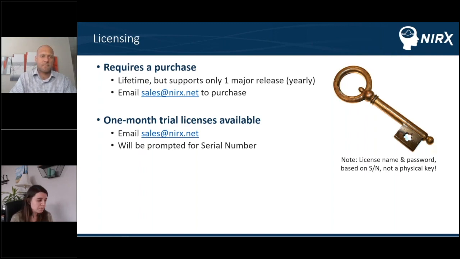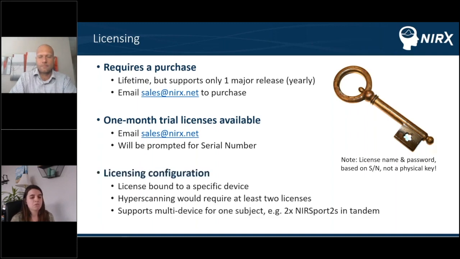They will prompt you for a serial number for the device, so you do have to have a NIRx device already to use the trial license. The reason for that is that licenses are bound to a specific device, so you can't use your Satori license on multiple NIRx devices. It's 1 license per device. For example, hyperscanning, which is recording 2 people at once, would require 2 licenses to use Satori. The exception is if you have multiple devices, say 2 NIRSport 2s in tandem to get a 32-32 configuration. That would be just 1 license, because you're imaging 1 person, and that's 1 LSL stream.